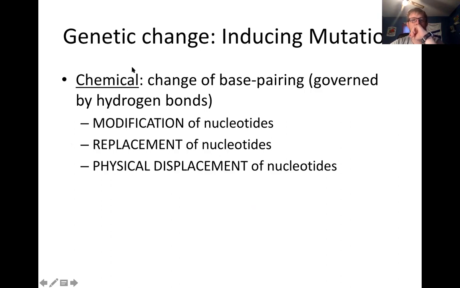Now, the important thing to remember with chemical induced mutations is that it's changing the hydrogen bonding characteristics of nucleotides. So remember, between AT, right, you have 2 hydrogen bonds. Between GC, you have 3 hydrogen bonds. So keep that in mind, and you'll see what I mean here in just a second. You have a couple different options: modification of nucleotides, replacement of nucleotides, and then physical displacement of nucleotides. And you'll see what each of these looks like here in just a second.